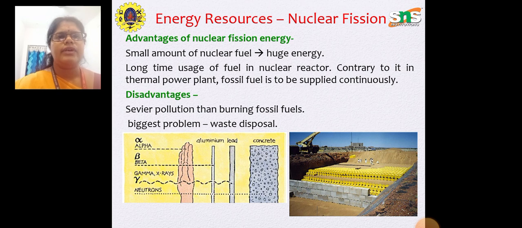And there are certain disadvantages. There is severe pollution compared to burning fossil fuels, and the biggest problem is the waste disposal. As we know, in nuclear fission reactions there is emission of different types of radiations: alpha, beta, and gamma radiations. These radiations are very harmful, and it is very complicated work to dispose of all this nuclear waste. In most cases, they are buried deep in the earth, but still the radiations will be coming out of the fuels. Thank you.